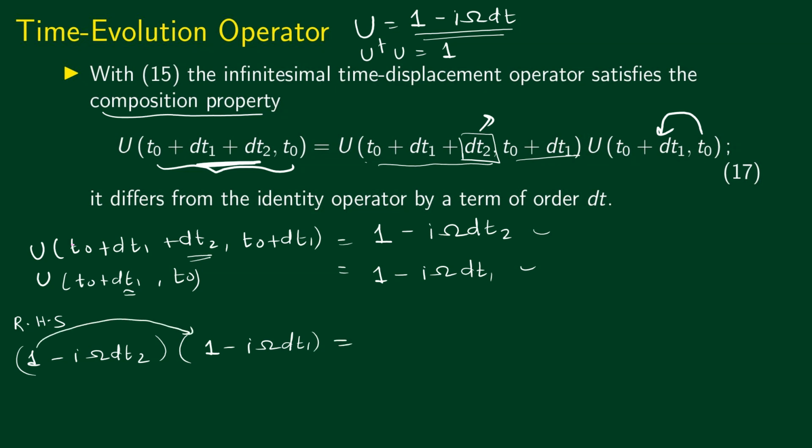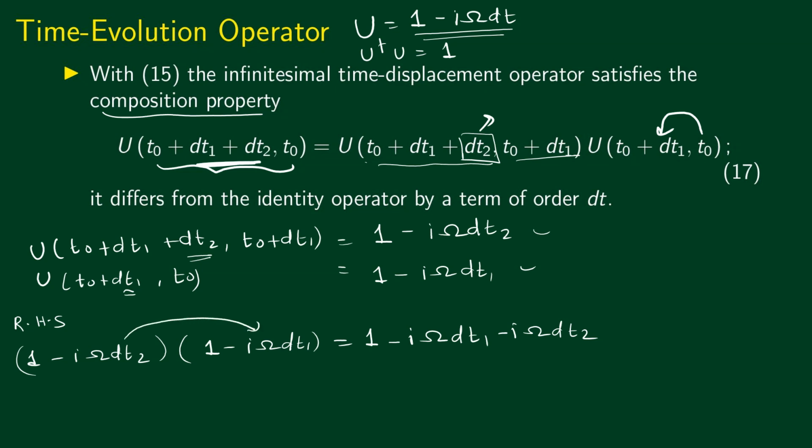1 multiplied by 1, or the identity operator multiplied by the identity operator, is the identity operator itself. 1 multiplied by minus i omega dt1 gives you minus i omega dt1. Okay, now let's look at the second term. Minus i omega dt2 multiplied by 1 is minus i omega dt2. Okay, and minus i omega dt2 multiplied by minus i omega dt1.